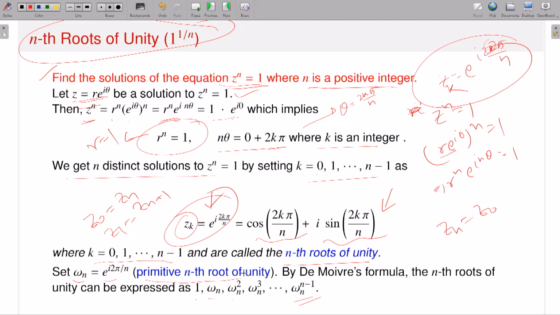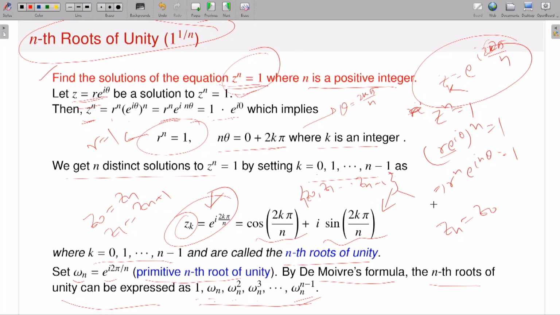And I can write this solution in terms of what is called the primitive nth root of unity. So I am saying consider omega n is equal to e to the power i 2 pi by n, which is the primitive nth root of unity. Then using de Moivre's formula, the nth roots of unity, that means the roots of the equation z to the power n is equal to 1, I can write in terms of the primitive root. That means 1, omega n, omega n square, omega n cube up to omega n to the power n minus 1. So you can say that z to the power n is equal to 1 will have n distinct roots, which are z0, z1 up to zn minus 1. Okay, these are the roots.